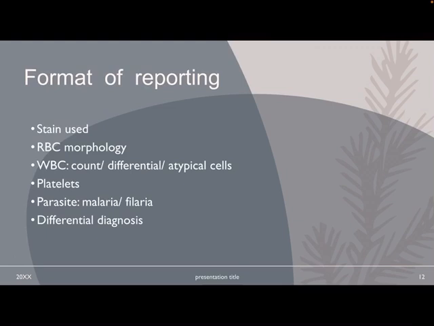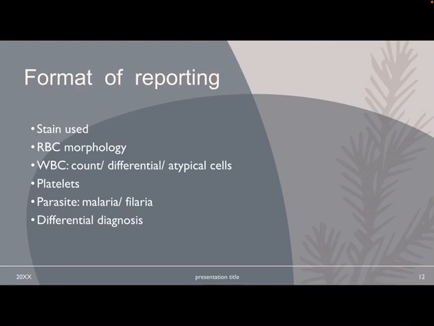And then you tell about the platelets, whether they are increased, decreased, or giant platelets are there or not. Then you comment upon the parasite, which is in most of the hematology slides you get, like malaria or filaria. One thing also, you can stick on to the background. There was a multiple myeloma case for me in exam and the background was bluish. There was rouleaux formation in the RBC morphology, and that should click to you that this can be a case of multiple myeloma.